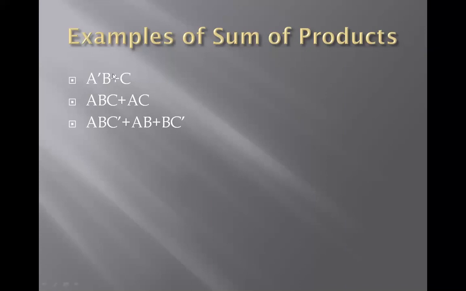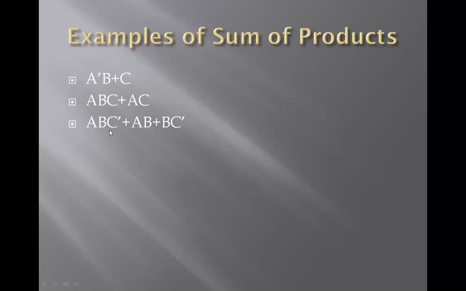This expression basically consists of two terms. One term is the product term with A complement and B, and the next term we have C, and in between them there is one OR operation. Next we have A and B and C or A and C. That means we are having two terms, one term as A and B and C, and the next term as A and C, and in between these two terms we are having the sum operation.